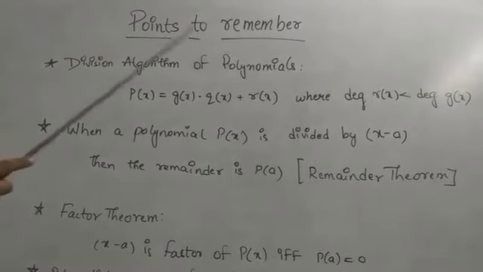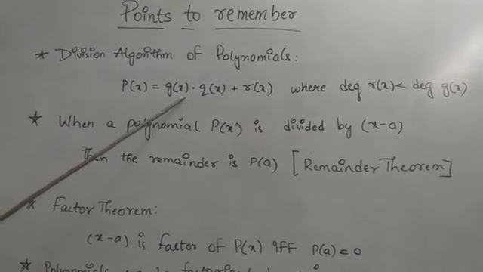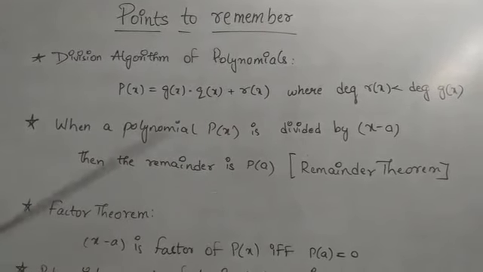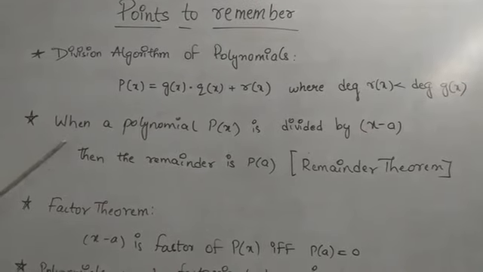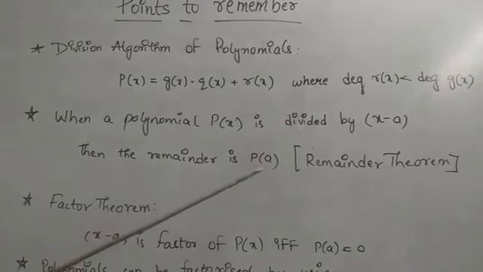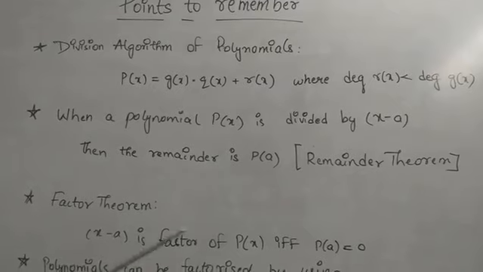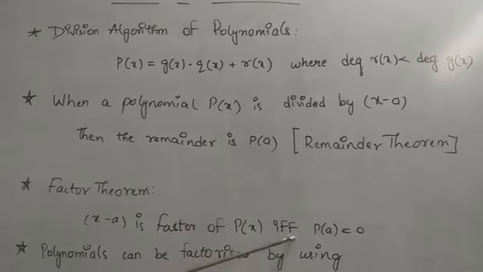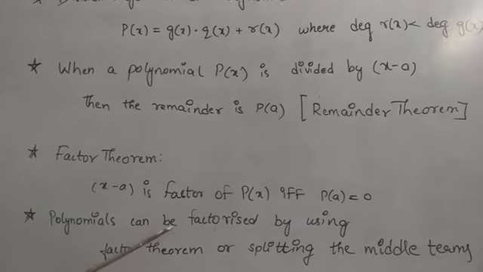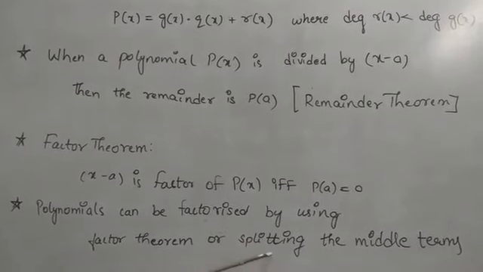Points to remember. Division algorithm of polynomials: P of x equals g of x into q of x plus r of x, where degree of r of x is less than degree of g of x. When a polynomial P of x is divided by x minus a, then the remainder is P of a, the remainder theorem. And the factor theorem: x minus a is a factor of P of x if and only if P of a equals 0. And polynomials can be factorized by using the factor theorem or splitting the middle terms.